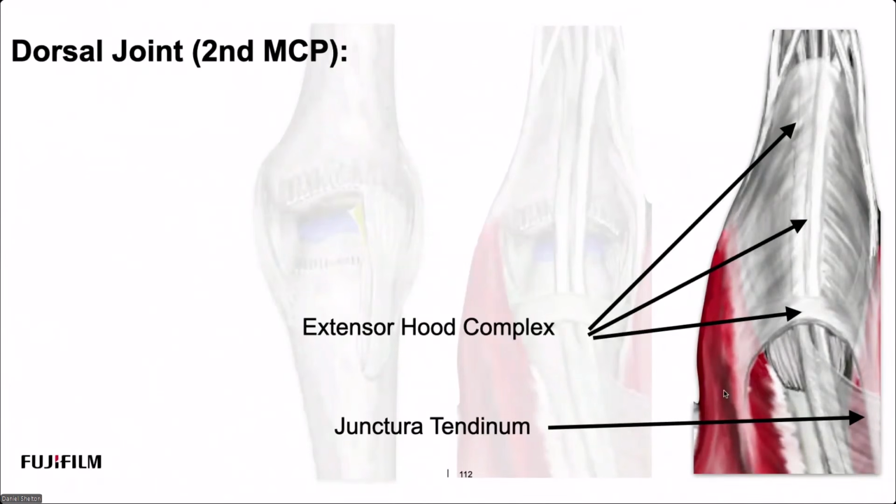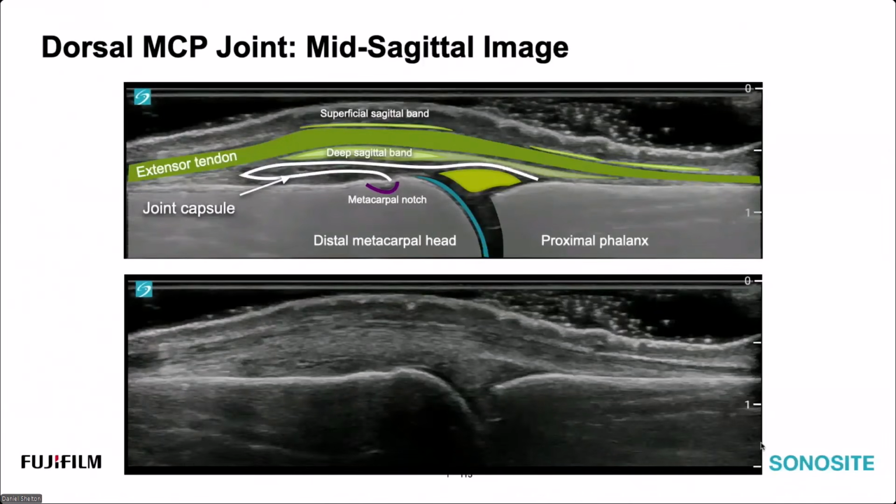And then we'll skip the juncturae tendinum, but those are those little connections between the extensor tendons back here on the top side of the palm. Mid-sagittal slice through the MCP joint we covered in the arthritic hand webinar a little bit.